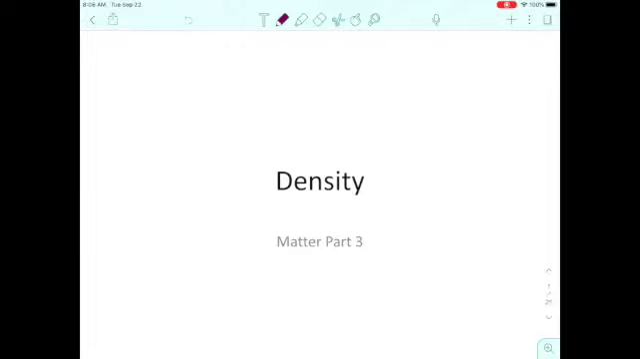All right, just want to go through the density notes here. We're in our last part of the matter unit. And so density, we've talked about it before, but now we're going to go in a little more depth and learn how to find it, calculate it, and do some problems.